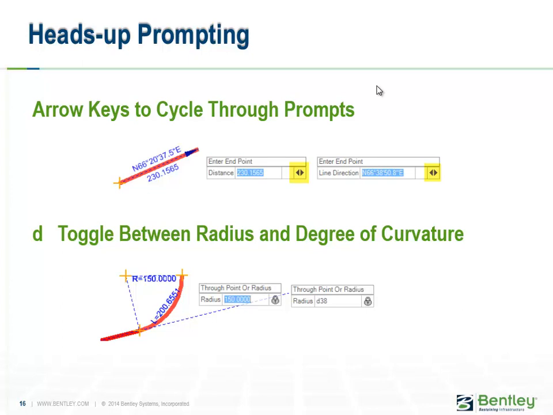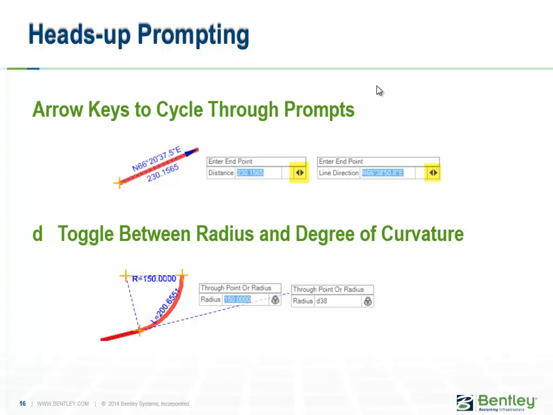The heads-up prompting guides you through the parameters required to create the geometry. For example, the line between points tool prompts you for the distance between the beginning and the ending point, or in other words, the length of the line. However, you have to be alert for additional prompts that are accessed by pressing the left and right arrow keys on your keyboard to cycle through the prompts.